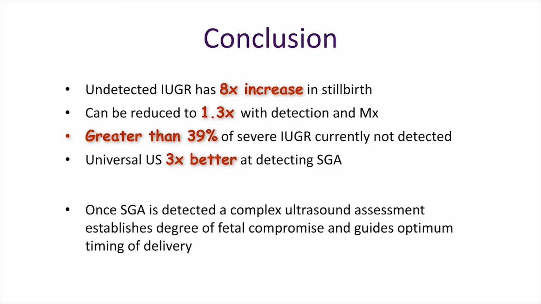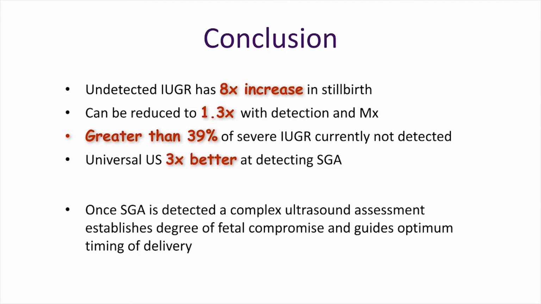Universal ultrasound, as in routine scans at 28 and 34 weeks, will detect 3 times more of the fetuses that are small for gestational age. And as I said just then, once we detect that the fetus is small, we go through that ultrasound process to detect the degree of fetal compromise and to guide optimum timing of delivery. Now, there's obviously a question here about whether we are ready in Melbourne in 2016 to be performing universal screening for growth restriction. And I suspect the answer is that really we're not.